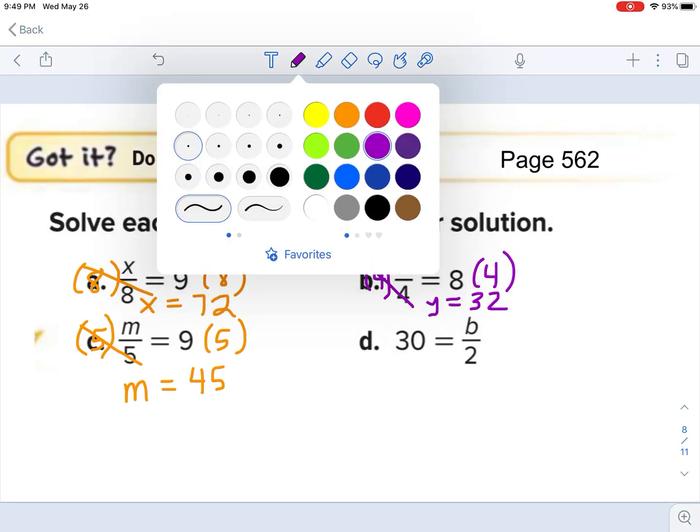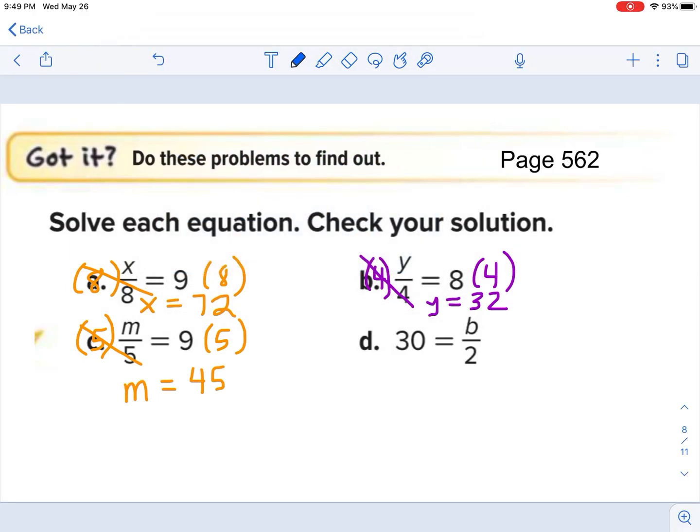And the last one, I have 30 equals b divided by 2. The opposite of divided by 2 is times 2. Or the inverse, I should say, would be the mathematical term. The 2's cancel, so I'm left with b. And 30 times 2 is 60.